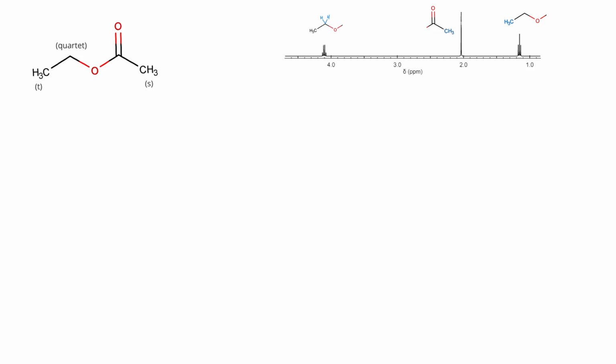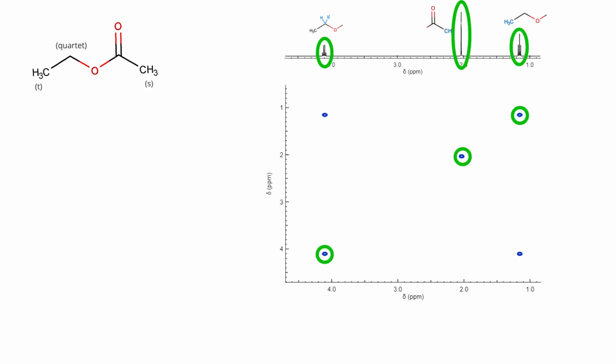But let's see the COSY spectrum as a very easy example. Here we go. You can see that all the peaks can be seen on the diagonal, even the singlet one. And you can see the cross-peaks between the triplet and the quartet, above the diagonal and below the diagonal. Actually, the coordinates of these cross-peaks are 4.1 and 1.15, and 1.15 and 4.1. So the x and y coordinates are just switched.